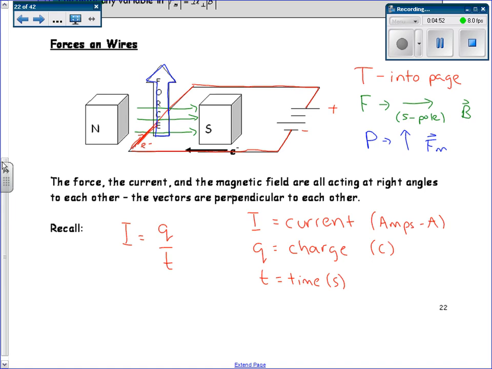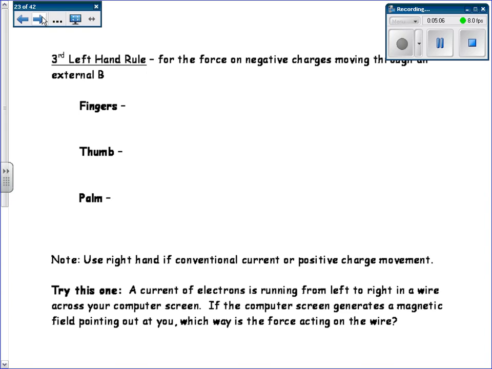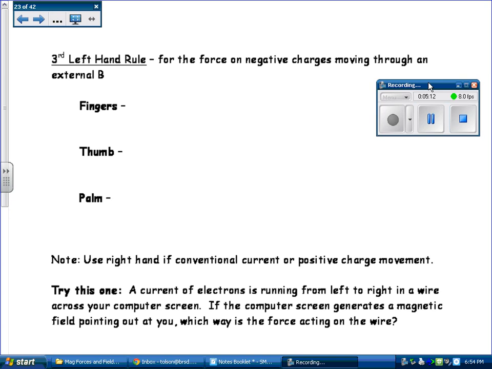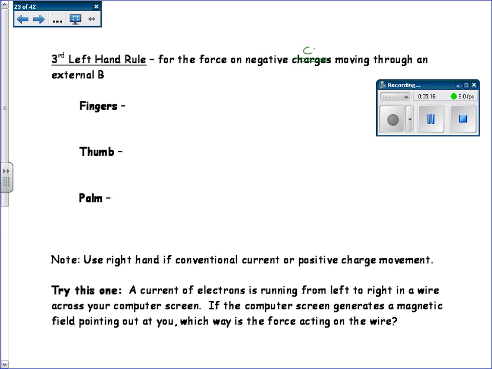So what this leads us to is being able to now use the third left-hand rule, which we learned Wednesday, to not only describe a moving charge in a magnetic field, but to describe a current carrying conductor that has moving charge in it. So that leads us to the third left-hand rule for the force on negative charges moving through an external B. This should be for a negative current, not charges, negative current moving through an external magnetic field.